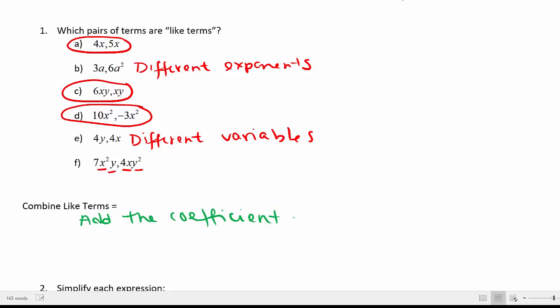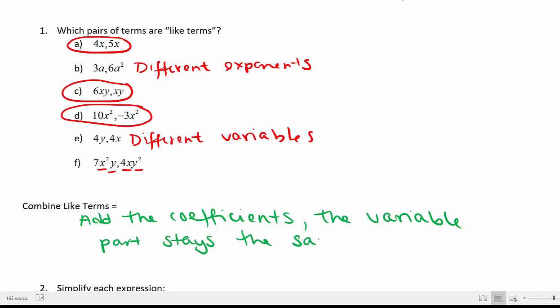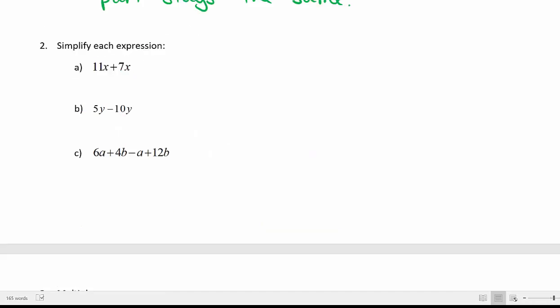To combine like terms, you add the coefficients, and the variable part stays the same. When it comes to adding or subtracting algebraic expressions, we are only allowed to combine like terms. We cannot combine terms that are unlike. So let's take a look at an example. In part A, these are like terms. They both have x's. So to do the addition, we just add the numbers. 11 plus 7 is 18. And the variable part doesn't change. It's 18x.